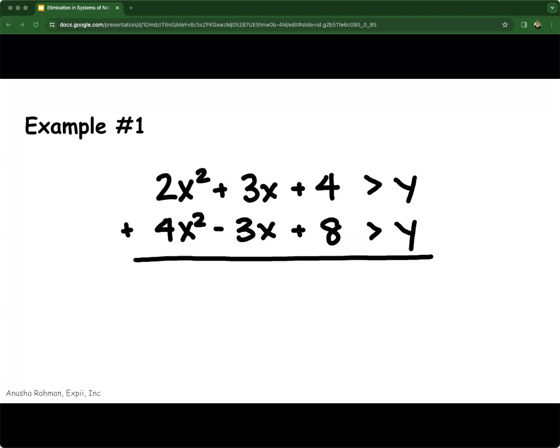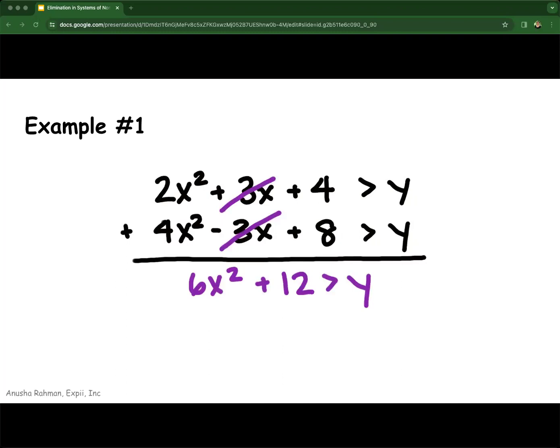First, we can see that signs are pointing the same way. Perfect. Next, we can see that this system uses addition. Great. Last, we see that all like terms are stacked on top of each other. Brilliant. We can move forward with elimination. We can see that the linear terms are additive inverses of each other, so we can eliminate those. We can add the rest of the terms, and we get this final inequality.